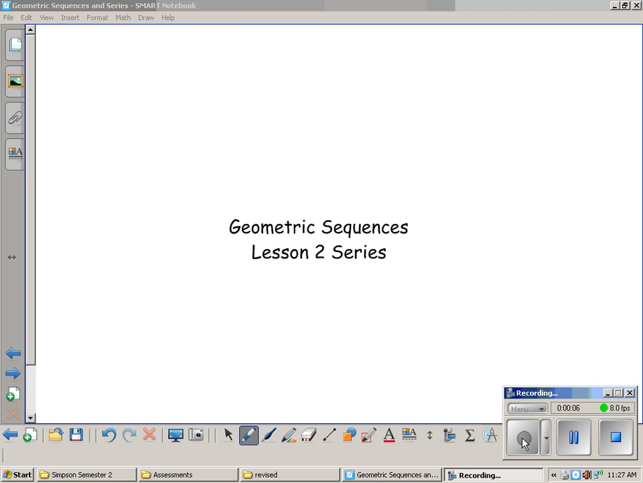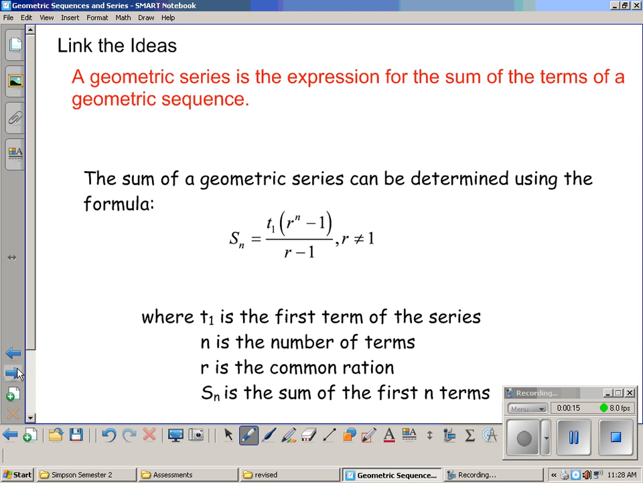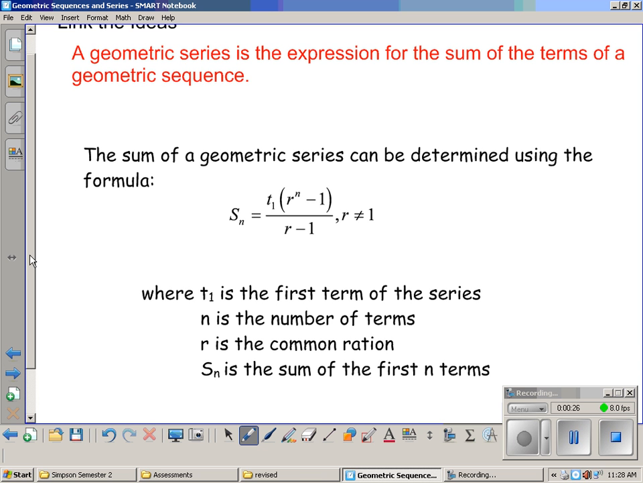Sequences, Lesson 2 series. So this time we're going to focus on geometric series. A geometric series is the expression for the sum of the terms of a geometric sequence. The sum of a geometric series can be determined using the following formula, where T1 is the first term in the series, n is again the number of terms, r is your common ratio, and Sn is the sum of the first n terms.